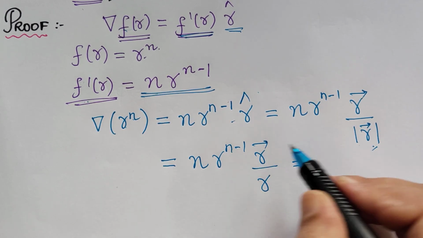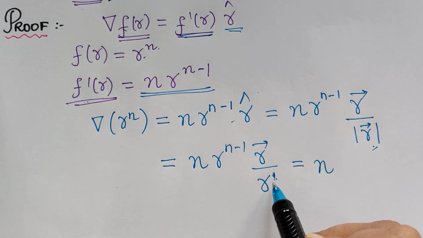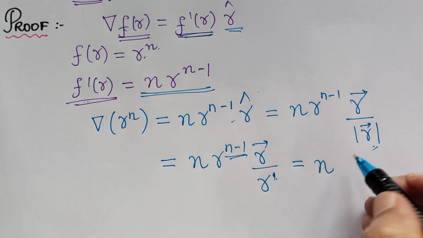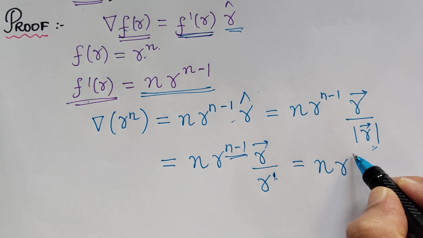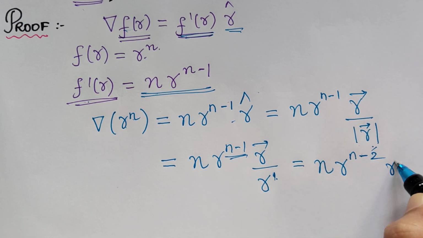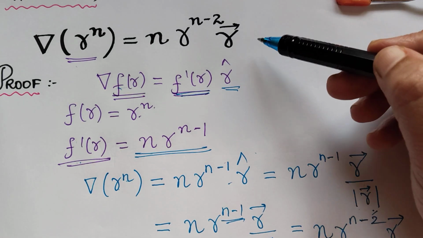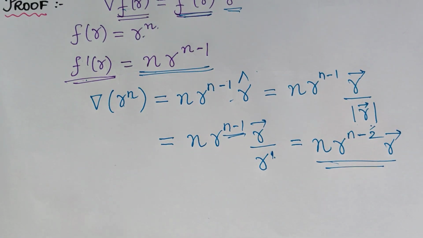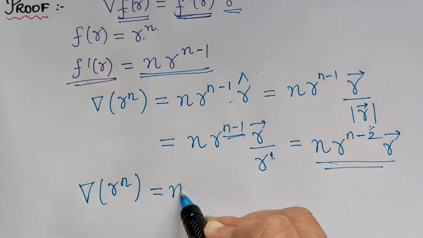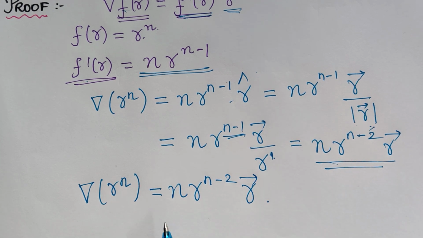Now this r, when taken to the numerator, its power is 1, and it will become r to the power minus 1, and that will be added to this power. So it will become r to the power n minus 1 minus 1, that is n minus 2, r vector. Hence we have got the required result. So therefore we have proved that nabla of r power n is equal to n r to the power n minus 2 r vector. So this is also proved.